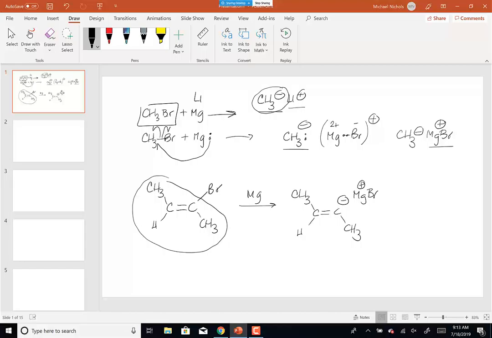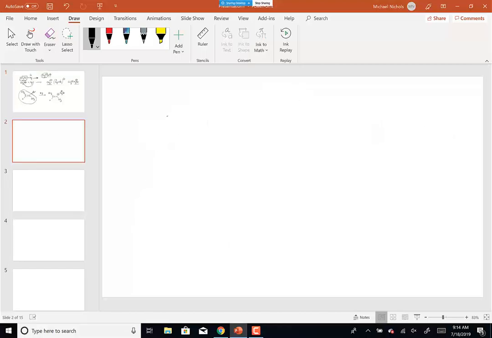We don't have to memorize 15 reactions. We just have to remember R with the halogen is going to become an R minus with the magnesium bromide. Okay. Does that make sense to everybody? So then what am I going to do? Then I'm going to take that R minus.